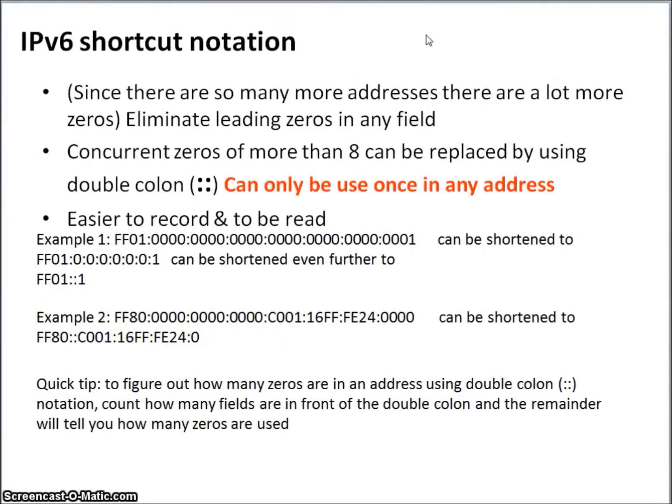And since there are so many addresses, with so many zeros, a quick way to read them is the shortcut notation, where you eliminate the leading zeros in any field and any consecutive zeros, and replace them with a double colon. That can only be used once in any address. It's easier to record and easier to read. See the example below. Quick tip to figure out how many zeros are in any address using double colons: count how many fields are in front and behind the double colon, and the remainder will tell you how many zeros were used in the double colon.